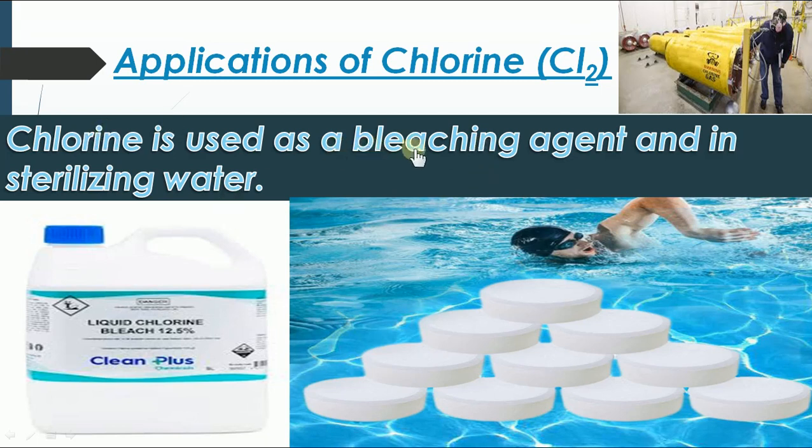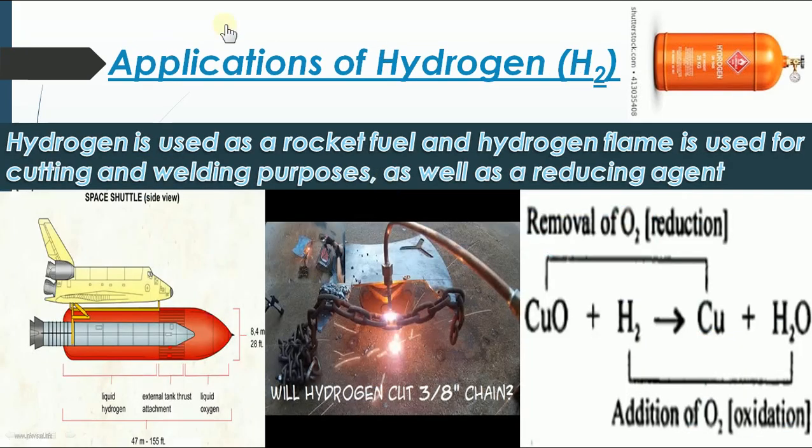What is the other use of chlorine? Chlorine is used as a bleaching agent. You can see we use it in our homes and in hospitals, and in sterilizing water; you can see the tablets used in swimming pools. That is sterilizing water, so it kills all the bacteria and viruses in the water so that we are not infected. For that we use chlorine. Let us move on to the next application of non-metals, that is the application of hydrogen.